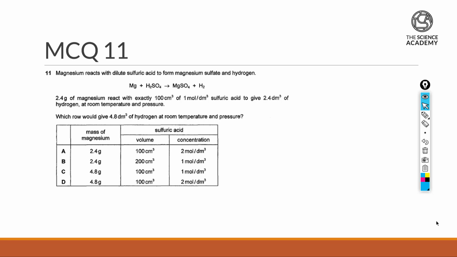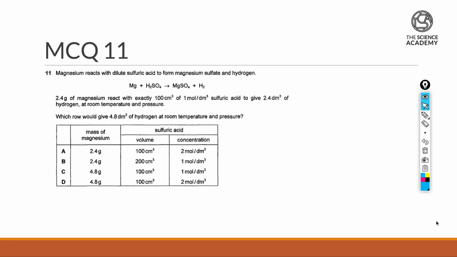Okay, question 11. Magnesium reacts with dilute sulfuric acid to form magnesium sulfate and hydrogen. In this case, 2.4 grams of magnesium reacts exactly with 100 cm³ of 1 mole per dm³ sulfuric acid to give 2.4 dm³ of hydrogen at room temperature and pressure. Which rule will give 4.8 dm³ of hydrogen at room temperature and pressure?